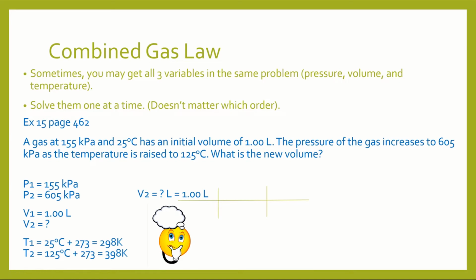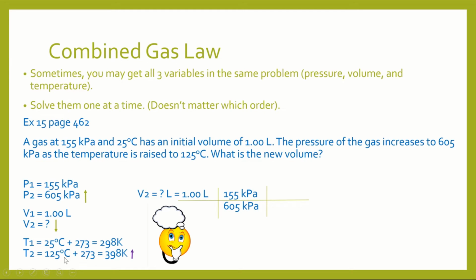I'm going to do the exact same steps I have been doing. My pressure went up from 155 to 605. Think about the relationship of pressure to volume. That's an inverse relationship, Boyle's law. So I want my volume to go down if the pressure went up. That means I want the smaller number on top. So that's going to be 155 kilopascals over 605 kilopascals.